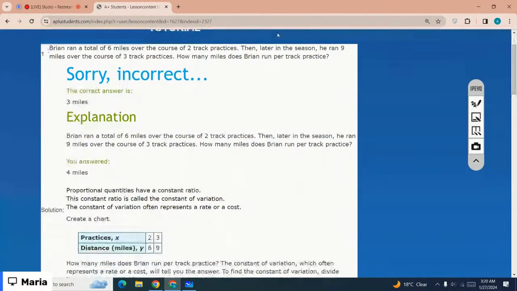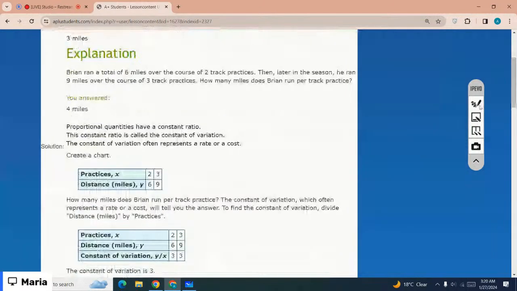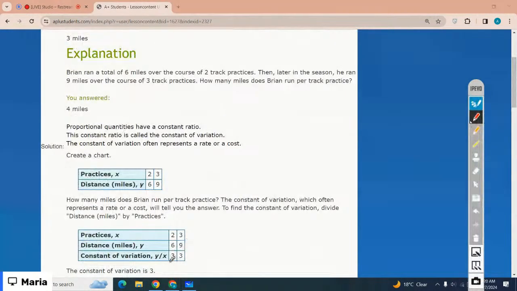You have to make a chart for the tracks. In 2 tracks, he covers 6 miles, and in 3 tracks, he covers 9 miles. So just calculate y over x, right? y over x is 6 over 2 and then 9 over 3. So the constant of variation is 3. For the constant of variation, you have to divide y over x. The correct option is y over x, right?